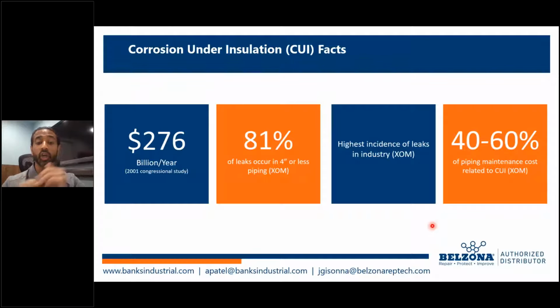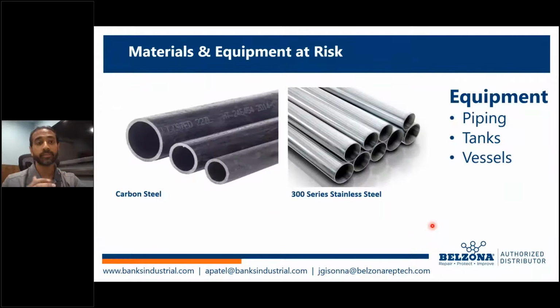81% of CUI leaks occur in pipes that are 4 inches or less. That was from a study conducted by ExxonMobil. Some other results of their study were that the highest incidence of leaks actually come from corrosion under insulation, and 40 to 60% of piping maintenance costs are related to CUI. So when you take a step back and think, how can I operate my plant in the most safe manner, how can I prevent loss of primary containment, and what can I do to keep the cost down, CUI is a great place to start.